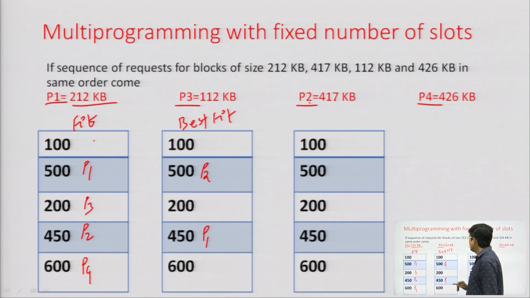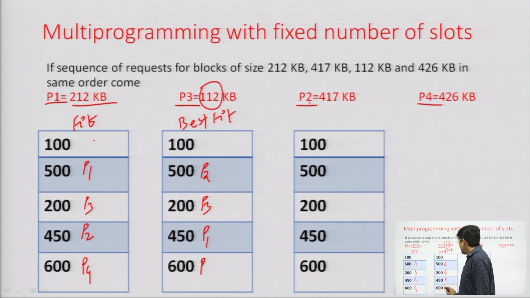So, let us fit it here in 500 size. Now, P3 is 112 size. So, the 112 size process will fit here in the 200 size partition with the minimum wastage, although this 600 size partition can also accommodate this. Now, the P4 process is of size 426. So, I have only one option of P4 fitting here in this 600 size partition.